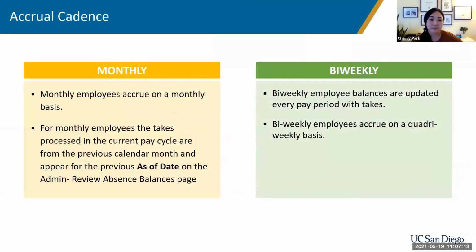Accrual cadence. Monthly employees accrue on a monthly basis. For monthly employees, the takes processed in the current pay cycle are from the previous calendar month and appear for the previous as of date on the admin review absence balance page. For biweekly employees, balances are updated every pay period with takes. Biweekly employees accrue on a quadra-weekly basis.